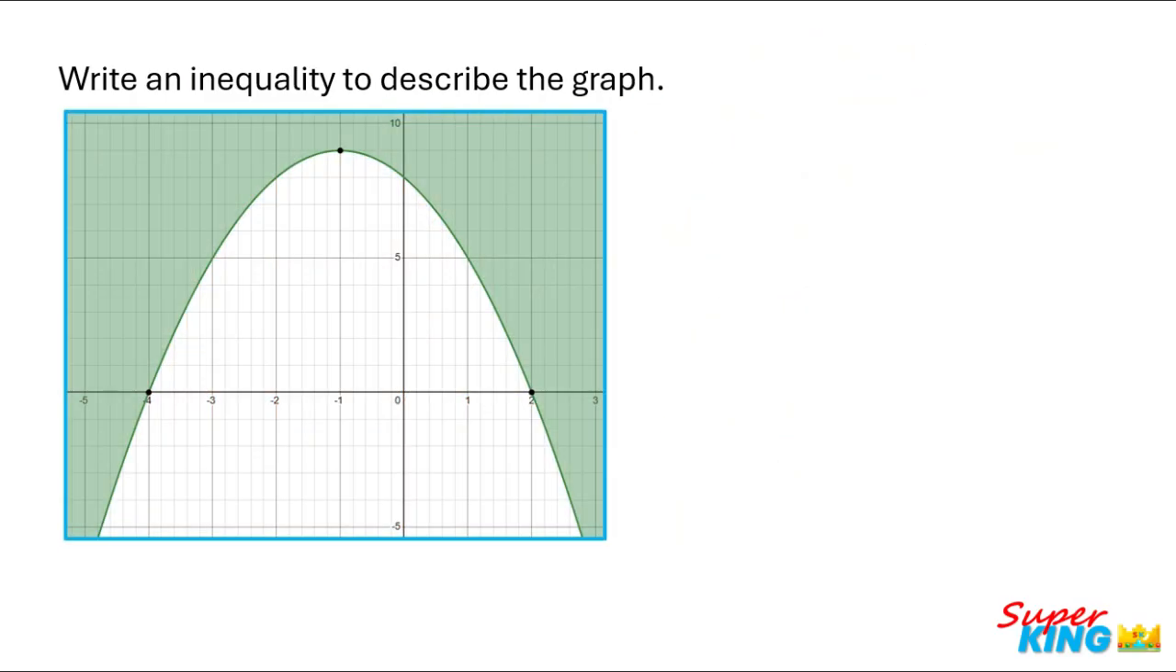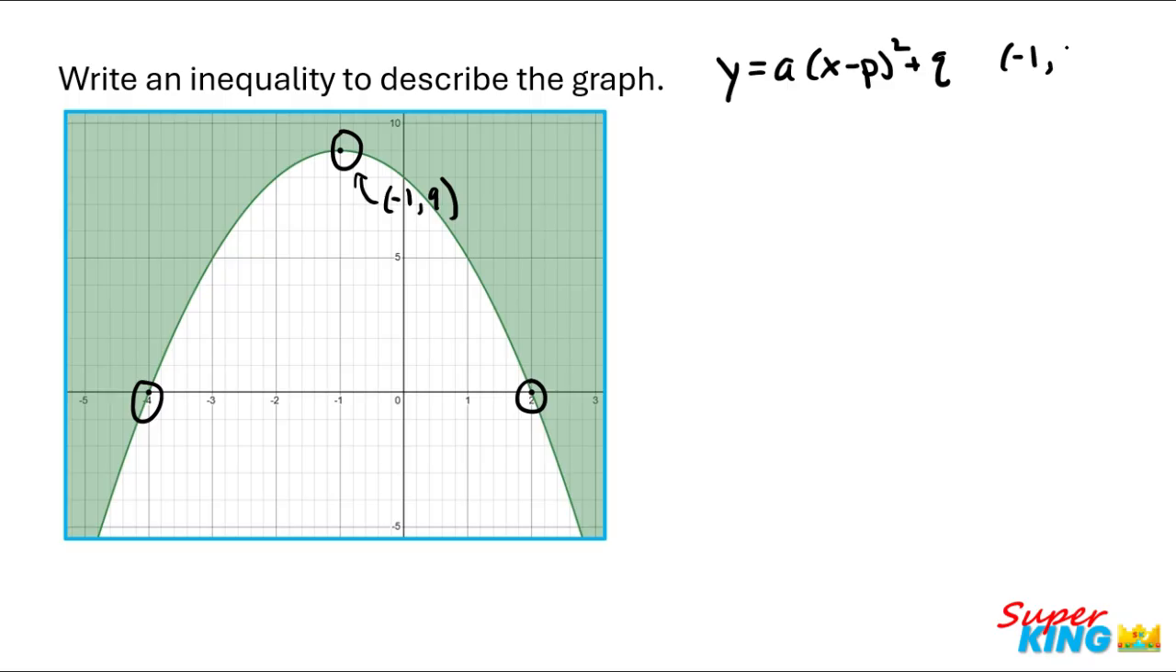Let's take a look at another example where we're going to be solving a quadratic inequality in two variables. We're given 3 points on this graph that we can read right off of it. This top part is the vertex, and that is given by the point (-1, 9). So we can once again use the form y is equal to a times (x minus p) squared plus q, where the vertex is going to be (-1, 9). So I can substitute these right into our equation for y is equal to a times (x plus 1) squared plus 9.